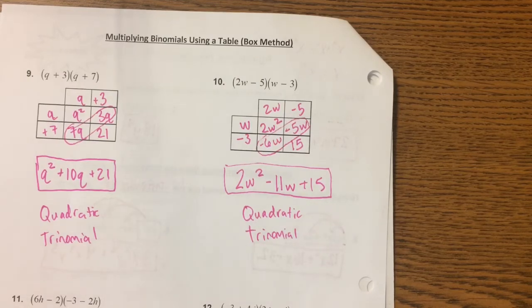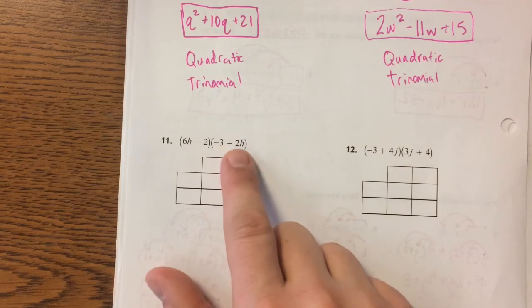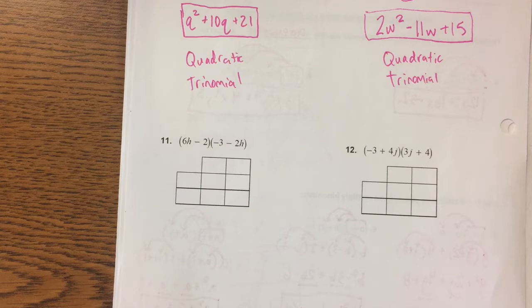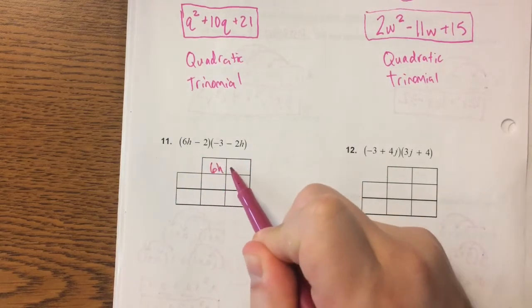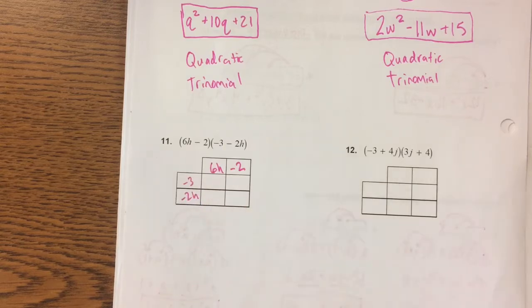All right, let's take a look at number 11. Notice the second binomial is not in standard form. That's okay. That doesn't really affect how we're going to work this out. The only thing that will affect is our like terms. We might have to hunt them down. They won't be along the diagonal in this case. So 6h minus 2, and 3 minus 2h.